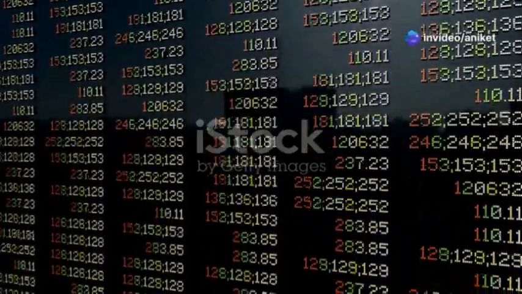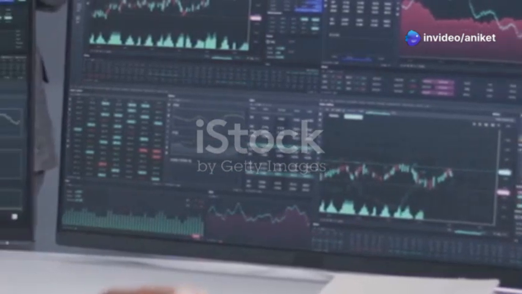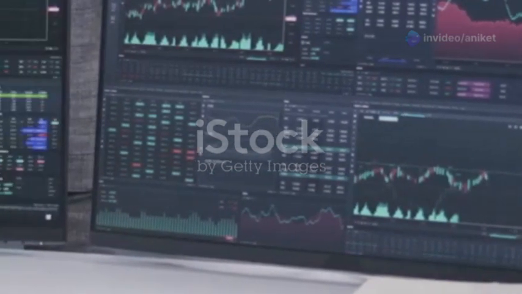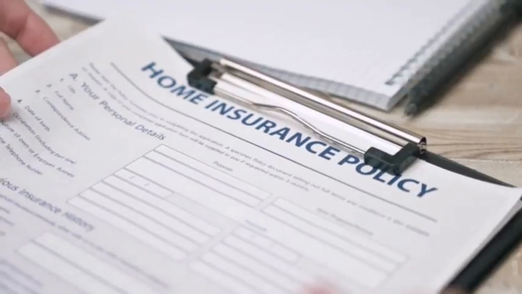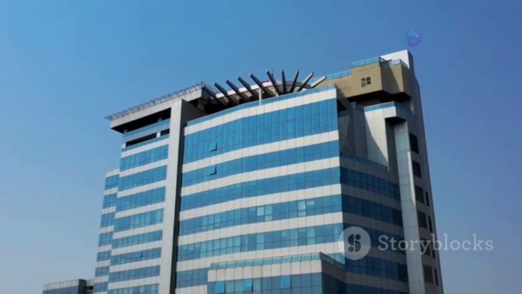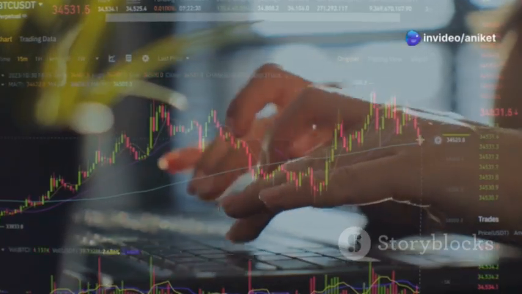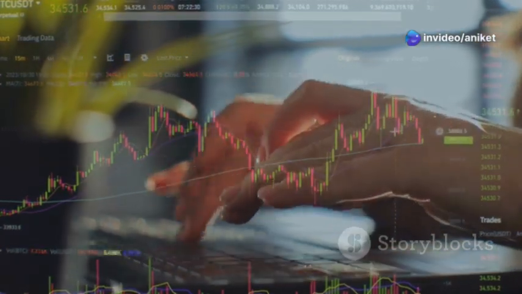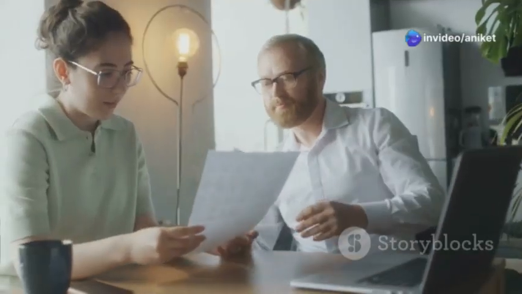In the complex world of finance, credit default swaps, or CDS, stand out as both intriguing and intimidating. Simply put, a CDS is a type of insurance against credit risk. Imagine a bond issued by a company. You, as an investor, are concerned that the company might default on its debt payments. This is where a CDS comes in.